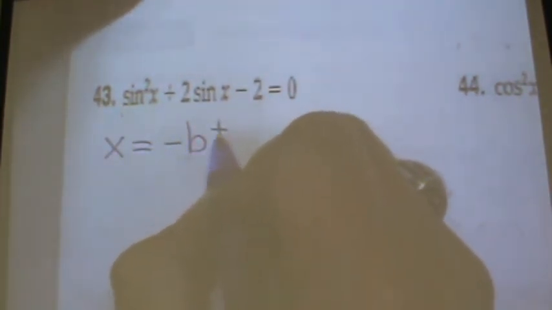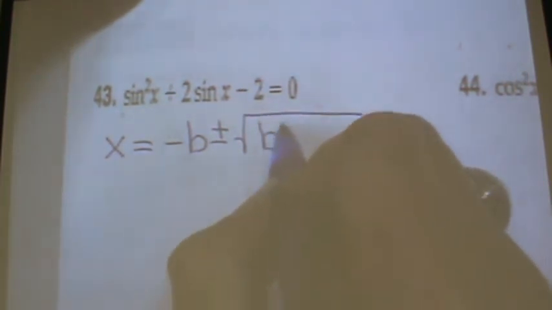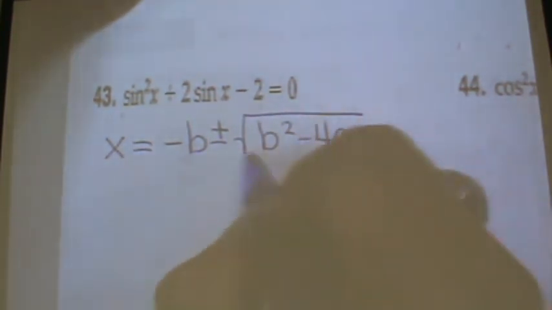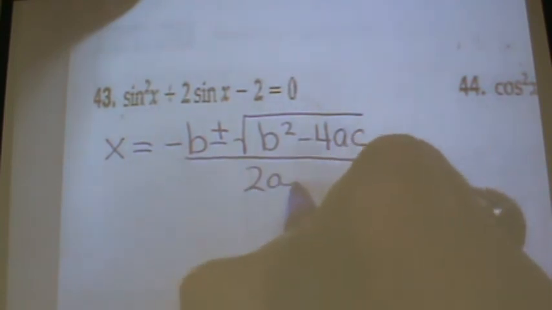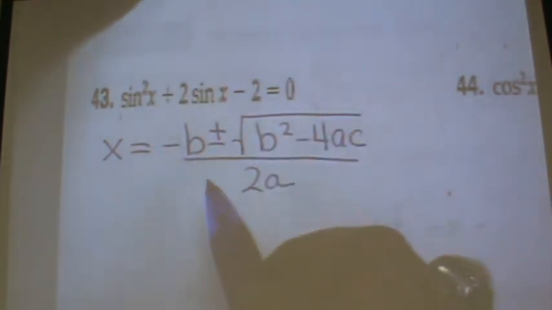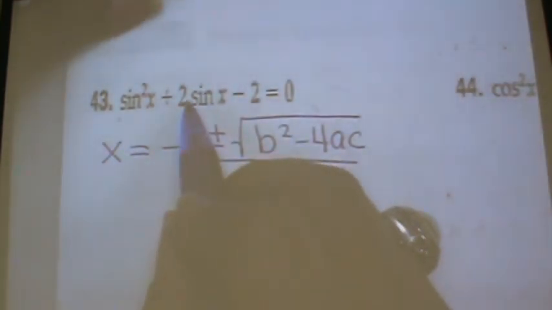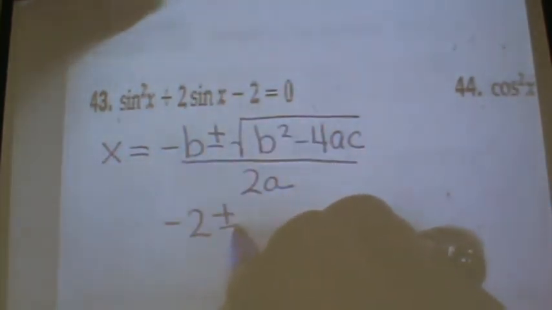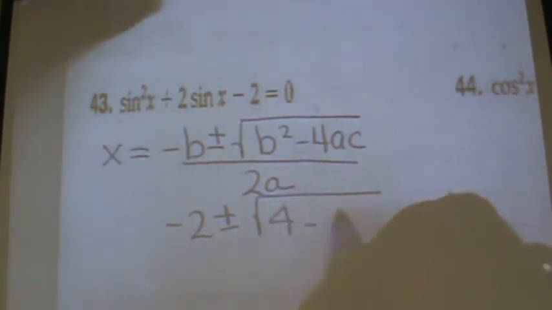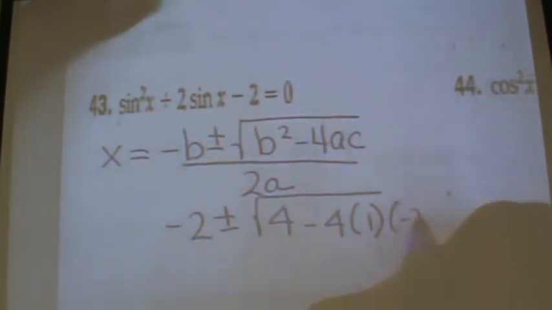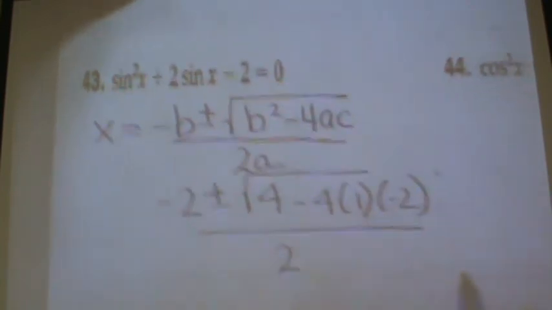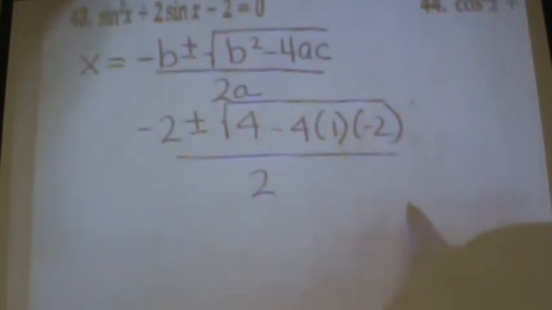I'm skipping these on. These are not factorable, so guess what you have to do? Can you not put these on the test? When we're talking about the B value, what value are we talking about? The 2. So it's negative 2 plus or minus the square root of 2 squared minus 4 times 1 times negative 2, all over 2 times 1. So what do you do next?